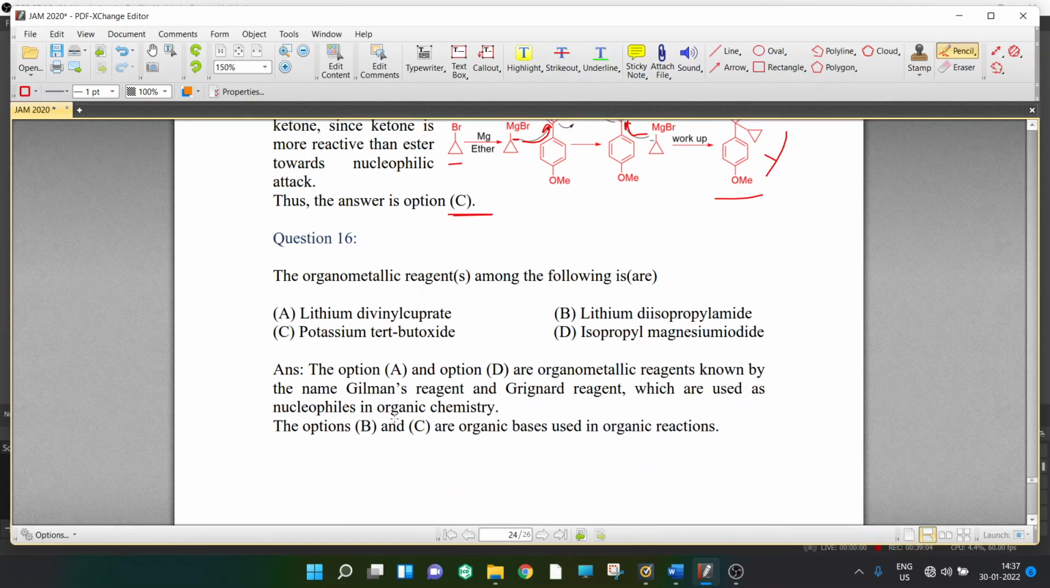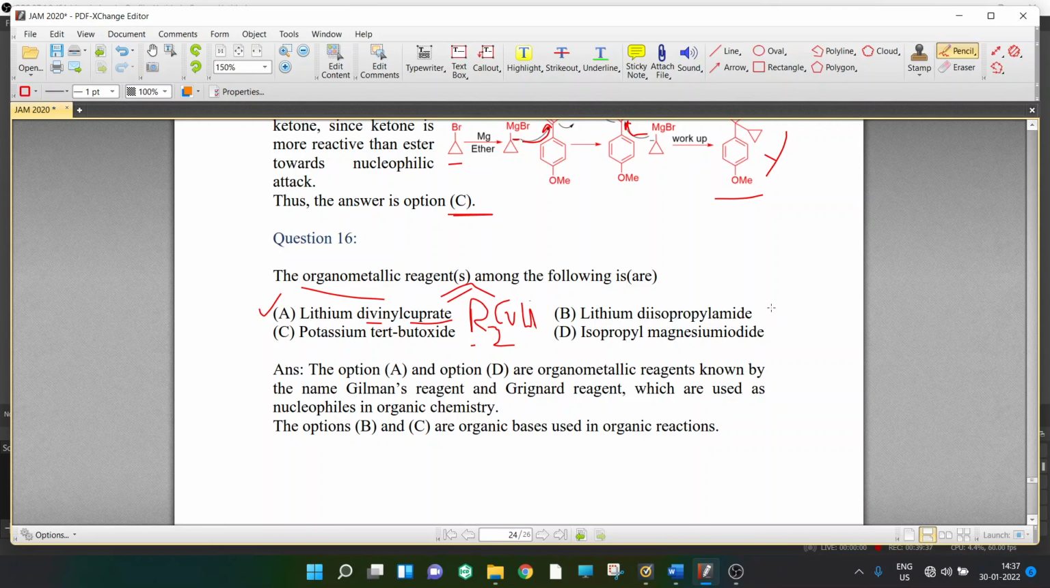Okay. Question number 16. The organometallic reagents among the following are. So this is a very simple question. So first one is lithium divinyl cuprate. So it is R2CuLi, that kind of species, where R is vinyl group. So vinyl is nothing but like this group. Okay, so this is Gilman's reagent. So of course this is the answer.